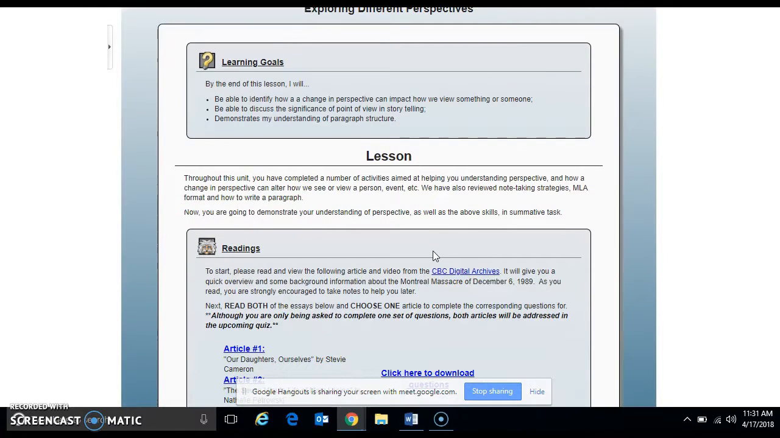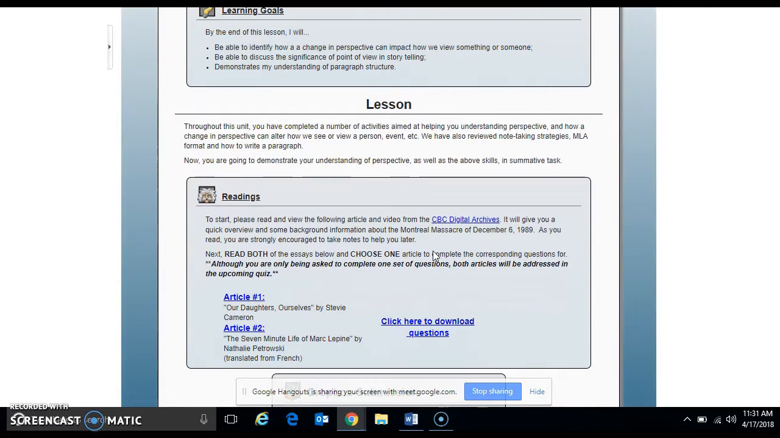So when I scroll down, of course, we have our learning goals in terms of what this lesson represents and what we are walking away with. And we're still on the concept of understanding perspective. Why I actually liked this particular topic is, first of all, not sure how many of you are aware of the Montreal Massacre of December 6, 1989, but it is something that is still very prevalent in today's media and in today's news. Something that we still take time to commemorate every year.